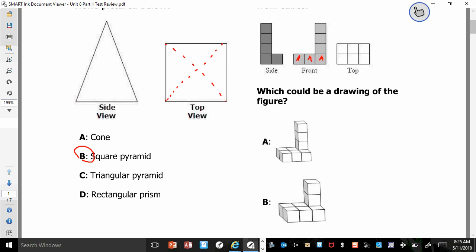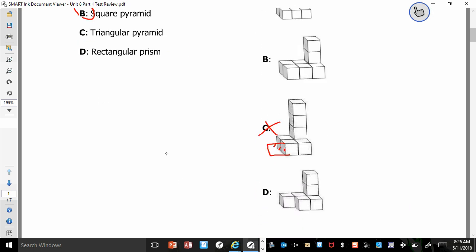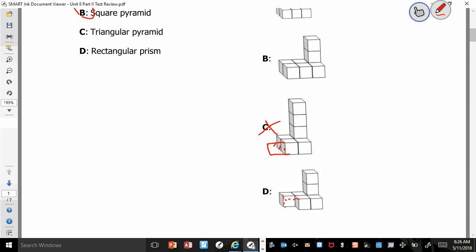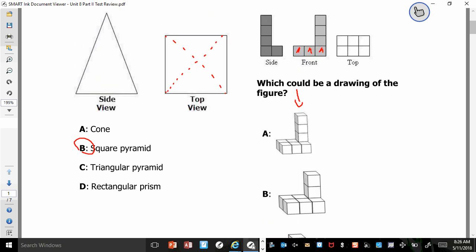Top. So remember now, top, you'd be looking at it like that. So that one works. That one works. And this one does not, right? Have to be like this. That one doesn't. So now we're between A and B. This is how I do these. Just makes it easier. Okay? To do it, you just kind of start eliminating shapes.